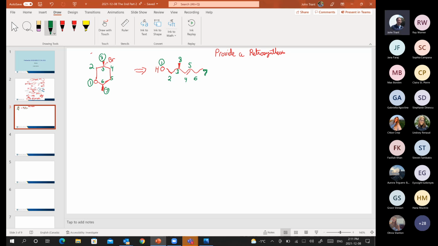So what we need to do functionally is find some way to install bromine on 8 and ideally a leaving group on 6.